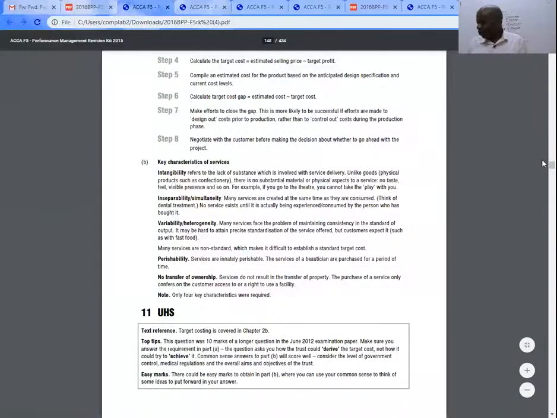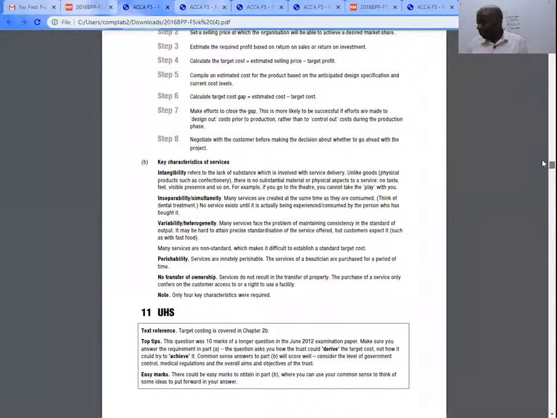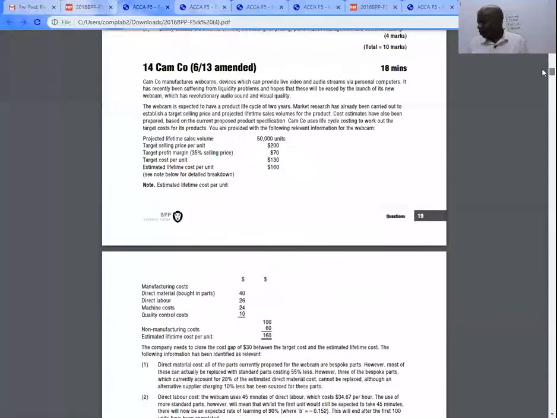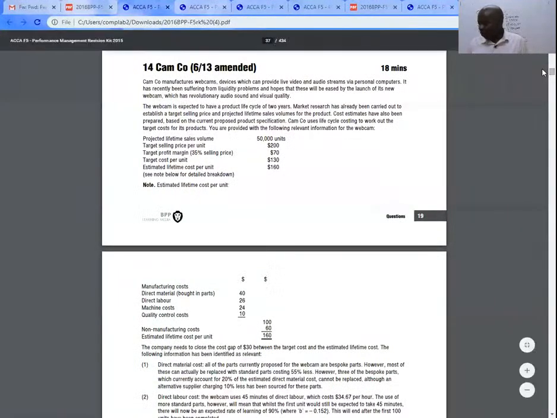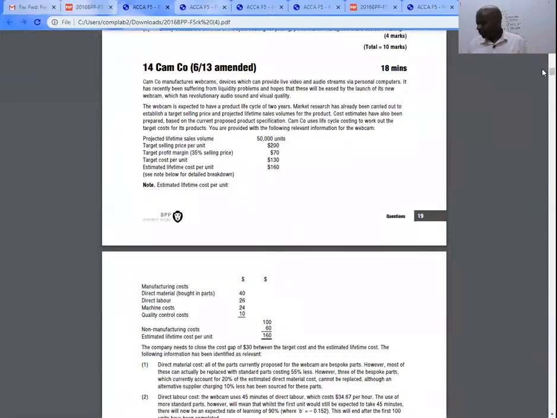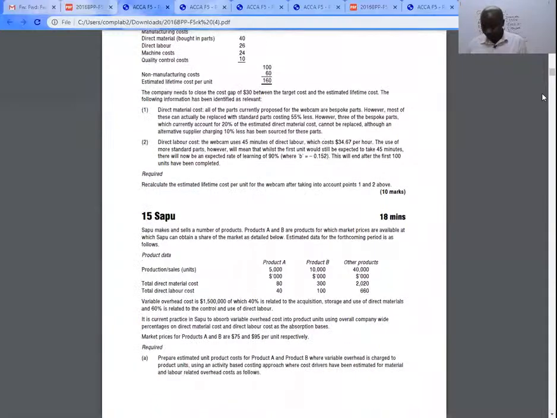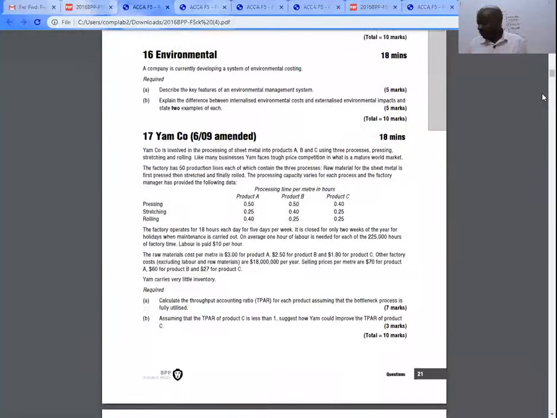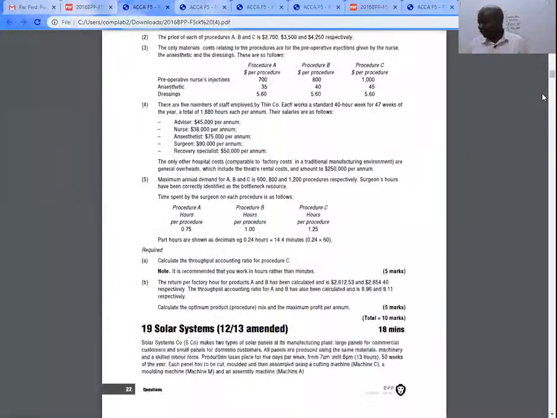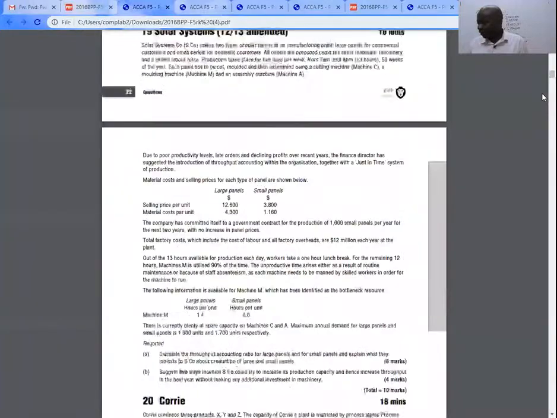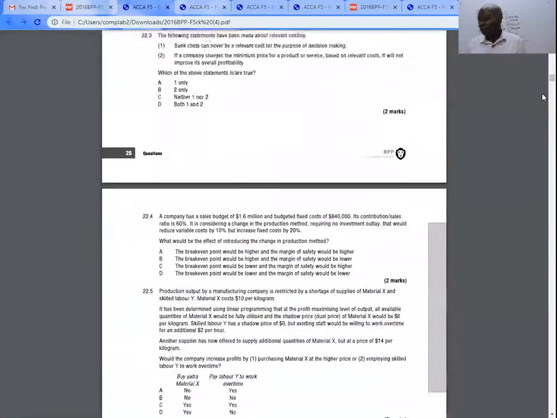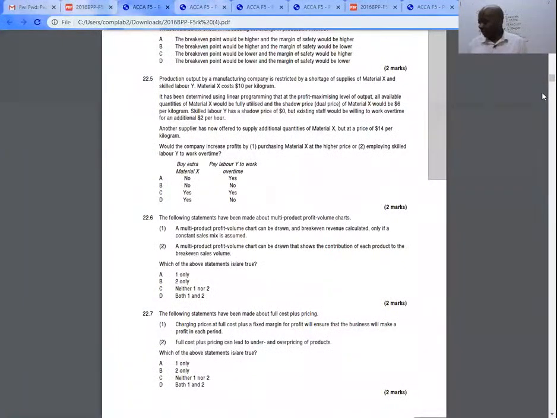So I would want you to go to your past papers later on and do a question on this concept of target costing and life cycle costing. They are very important for you, especially for these exams that you are expecting.